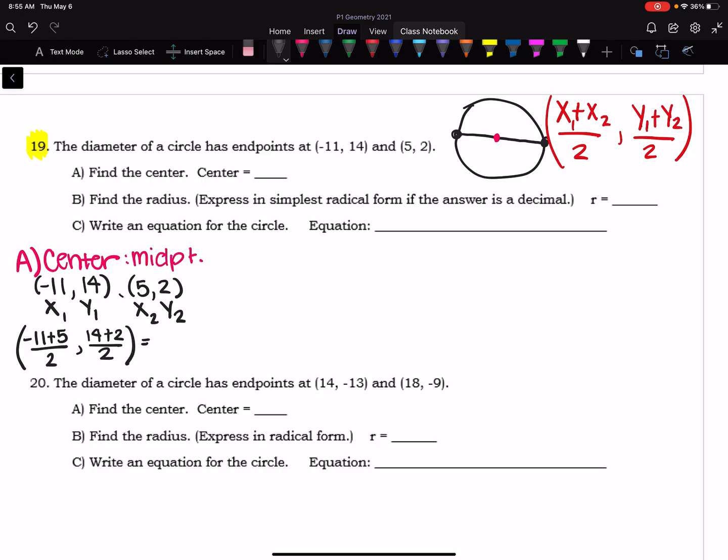If we go ahead and simplify this, we have to add the numerators and then divide by 2. So -11 plus 5 is -6. 14 plus 2 is 16. -6 divided by 2 is -3. 16 divided by 2 is 8. So our center point of this circle is (-3, 8).